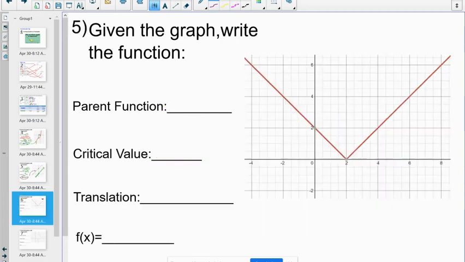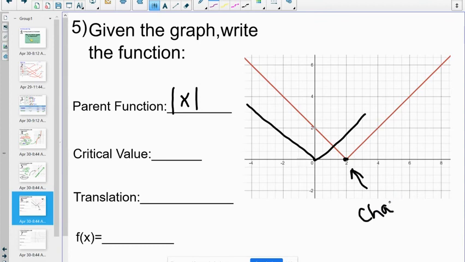The next one here, we're just doing some practice ones to help you get a better understanding. So the parent function is shaped like a V, so it's the absolute value. The critical value, remember, used to be 0, 0. So it was like this before, but now it's right here, where it changes direction. See how it has a negative slope, but then it changes to a positive slope? That point is where it changes direction, or where the center of the graph is.